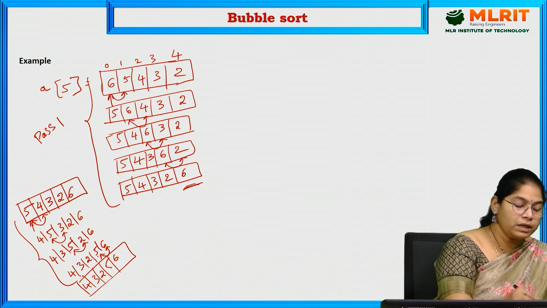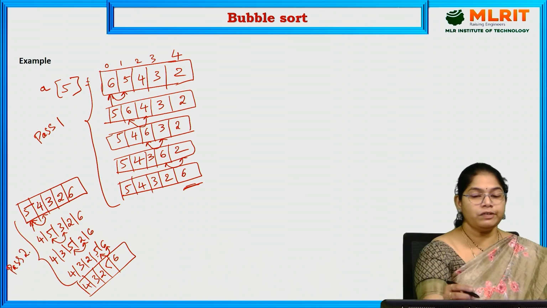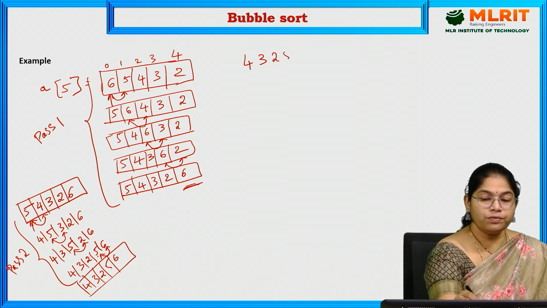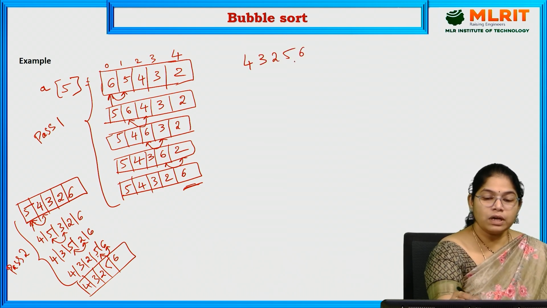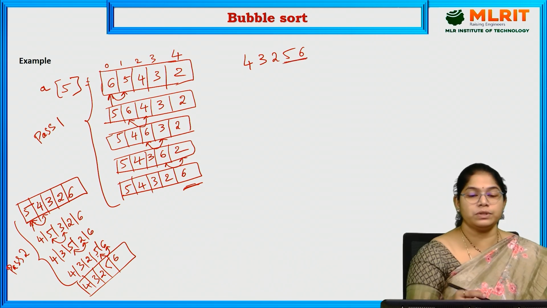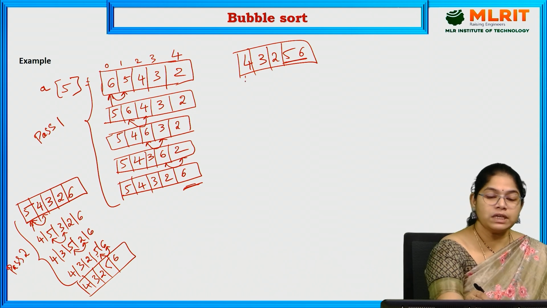So this I am considering as the pass 2. Now after pass 2, the array is 4, 3, 2, 5, 6. So after 2 passes, the largest 2 elements are at their right positions. Now again we start with the first element.